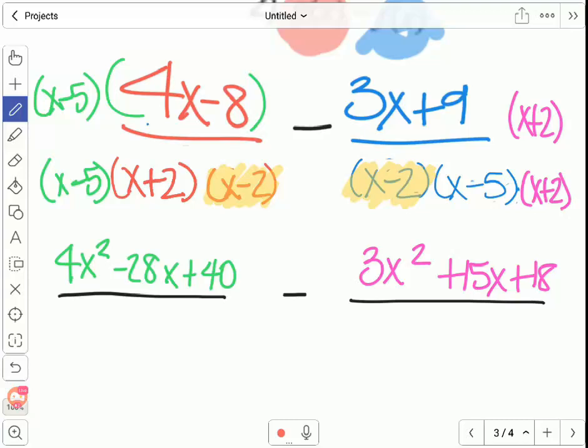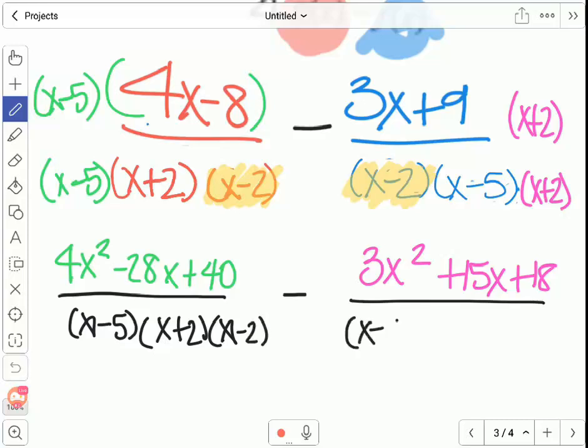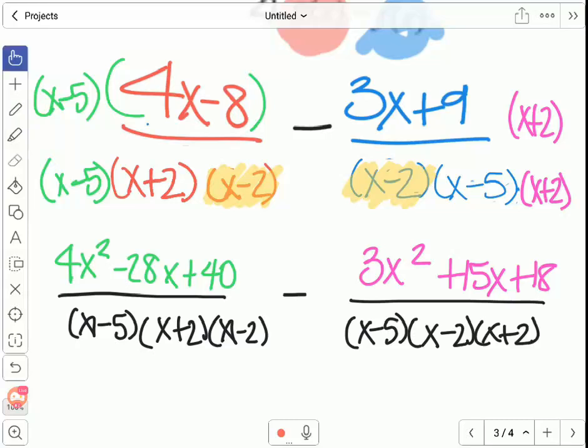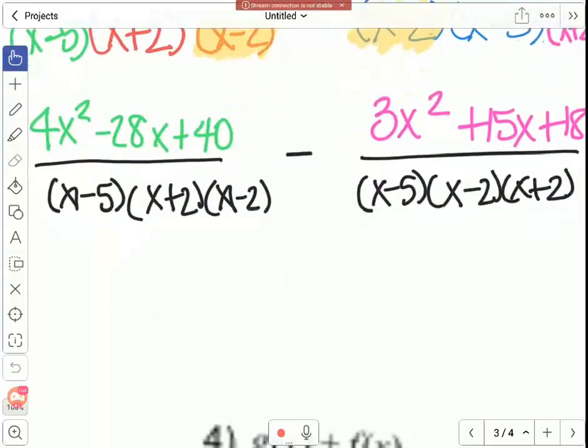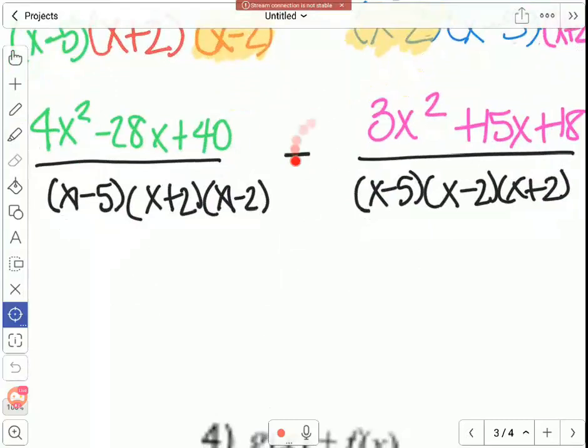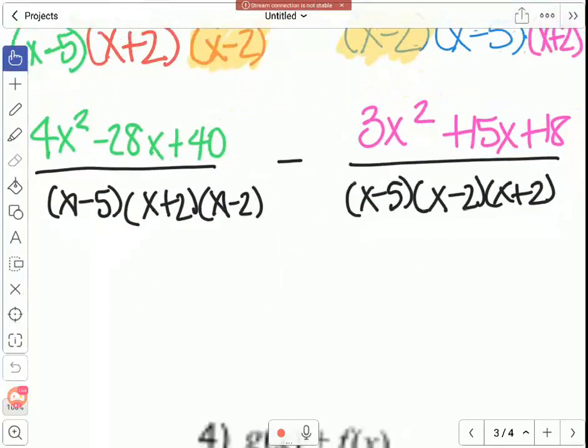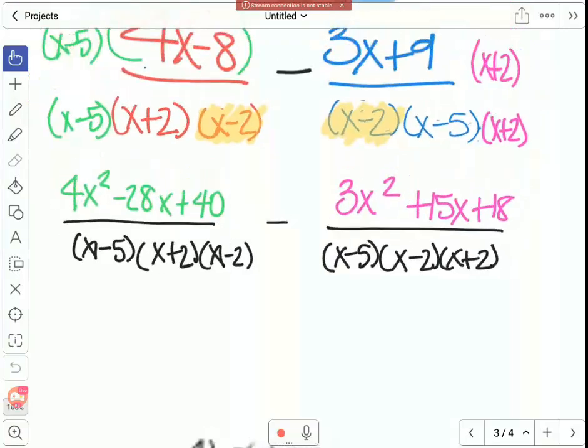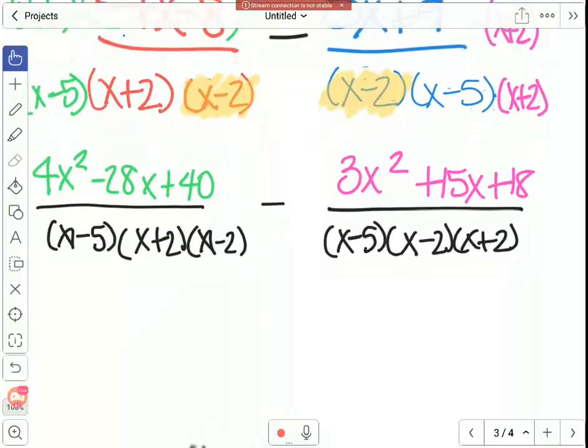So we have our denominators of x minus 5 times x plus 2 times x minus 2. And that's true for both of them. I can go ahead and I can start combining, but remember I have this minus sign in the middle, so this minus sign is going to throw things off a little bit. Not too terribly bad, but it is definitely going to make some things a little more complicated.